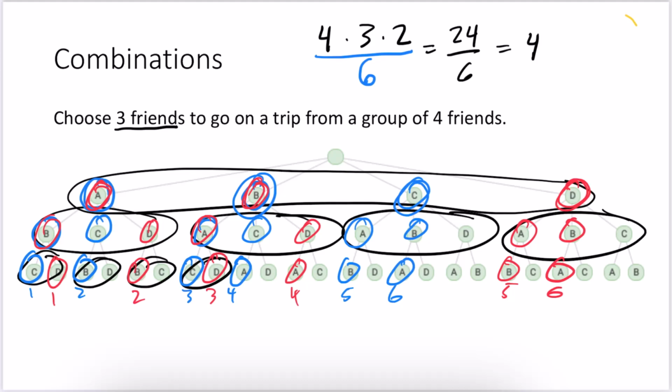So you might be wondering, okay, well, how do you find out what this number is? Like in the last 2 examples, we actually just counted how many duplicates there are.